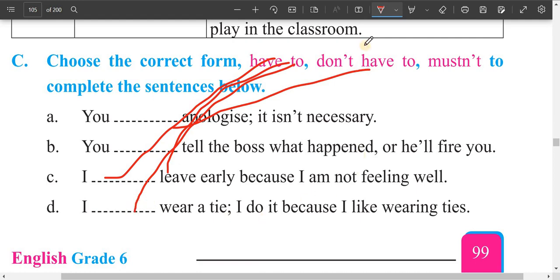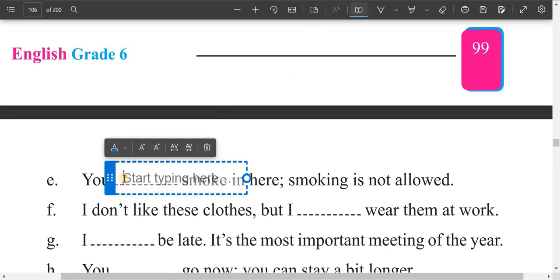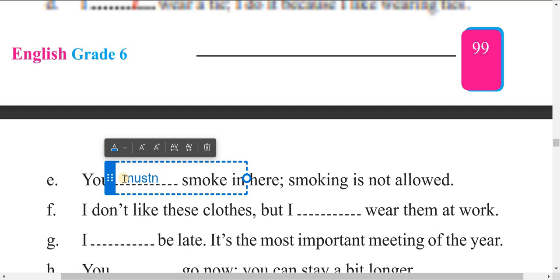Next exercise. This one, okay, not this, E. Smoke in here, smoke is not allowed. So what to write? You can write, you must not smoke here. You must not smoke here.